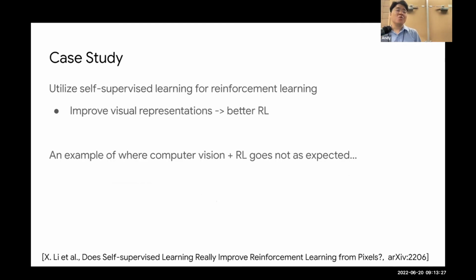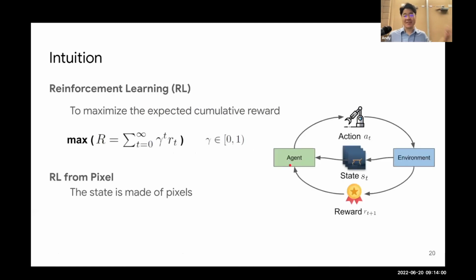And as mentioned, let me also go into one case study, which is about combining self-supervised learning, a concept from computer vision, with reinforcement learning for robot action policy learning. The main idea is to improve visual representation based on self-supervised learning so that we can do better robot learning. And this, as I have been forecasting, is an example of where computer vision plus RL goes not as expected. So let's look at it.